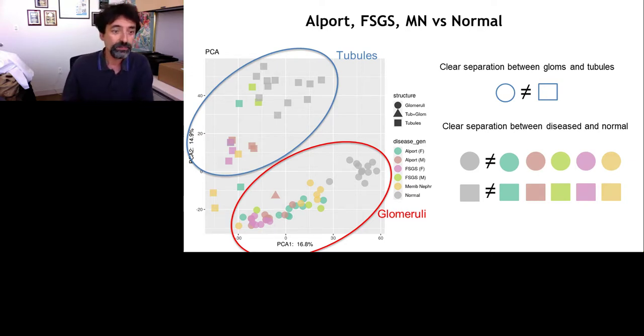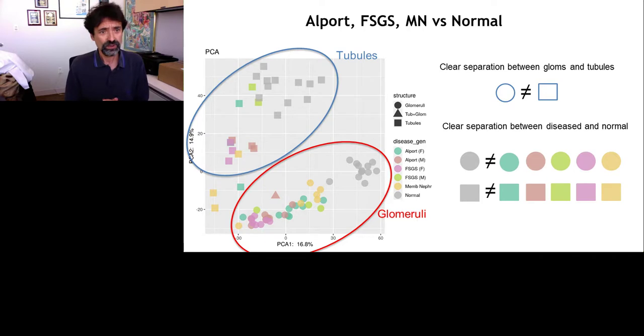capacities. Importantly, we also noticed that in gray you can see the normal tubules and normal glomeruli from this normal biopsy, and all the other squares and dots and triangles that are colored are from patients with diseased kidneys. And the gray and the colored dots segregate really well from one another, indicating that there is a difference, as predicted, between diseased and normal kidneys.